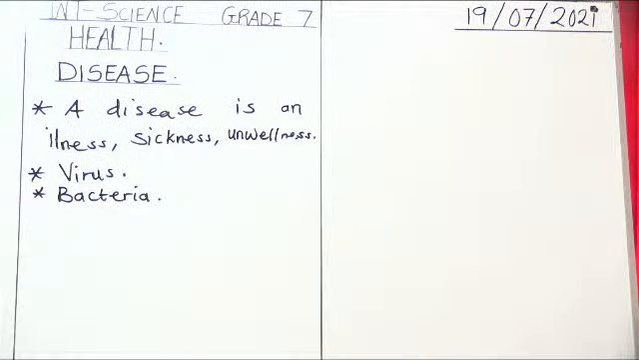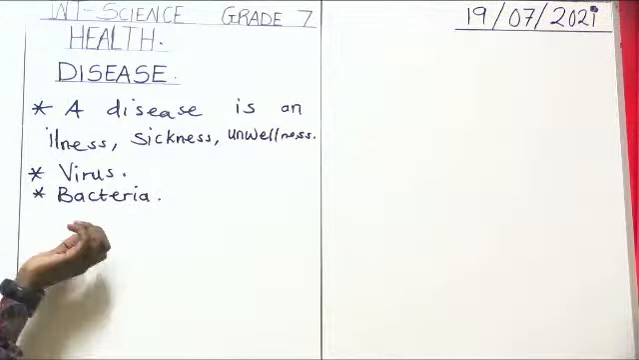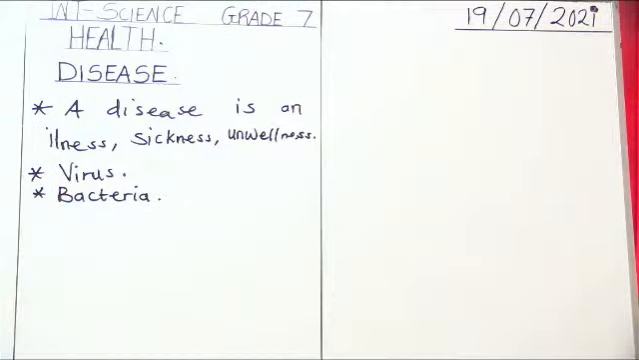Okay, so before we look at how these virus and bacteria cause a disease, first of all, we are going to look at the appearance of these same two things, virus and the bacteria. They are small organisms, and you cannot see them with our naked eyes. Okay, now how can we see these small organisms? We can only see them when we use a powerful microscope.